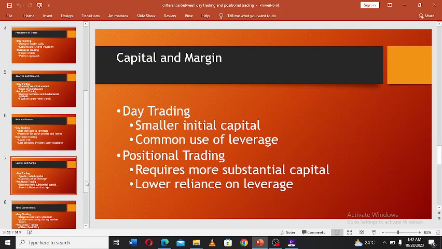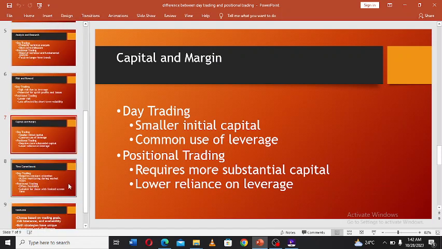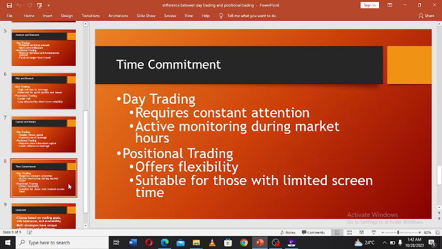So we'll move to time and commitment, which is the next difference between day trading and positional trading. Day trading requires constant attention to your monitor. You need to be on your system almost all the time, monitoring your trade, trying to see when to enter, when to buy, when to exit.